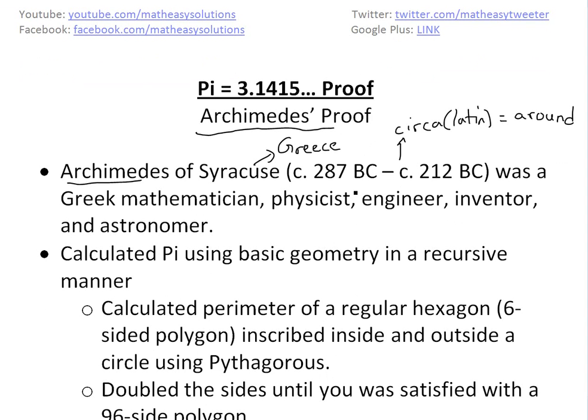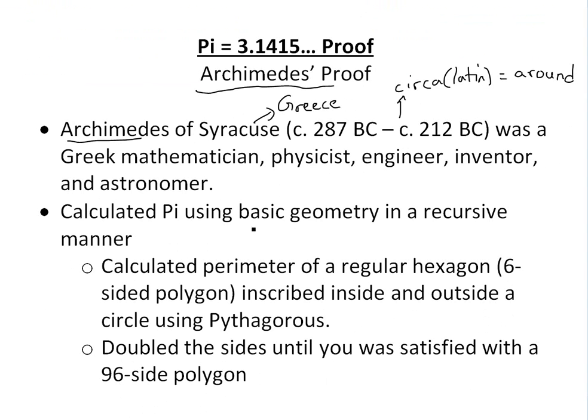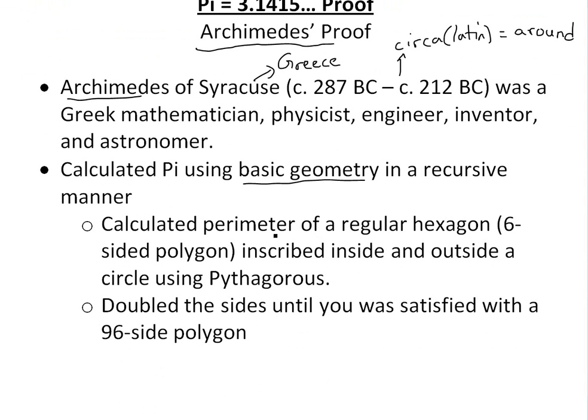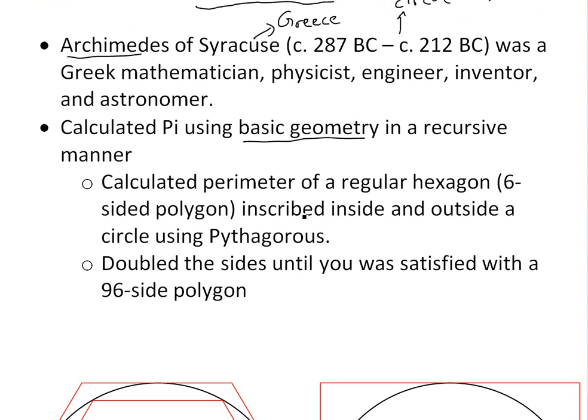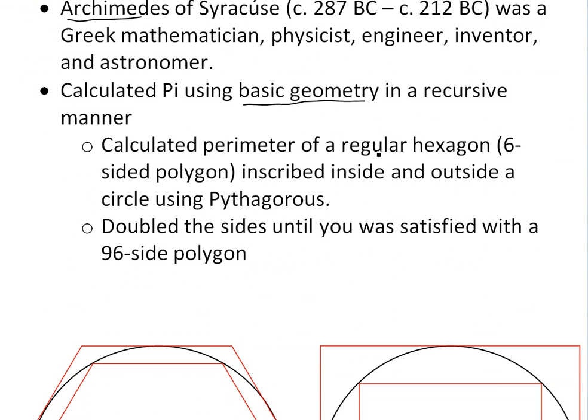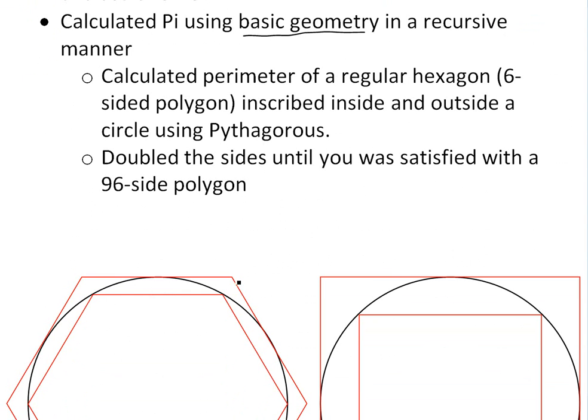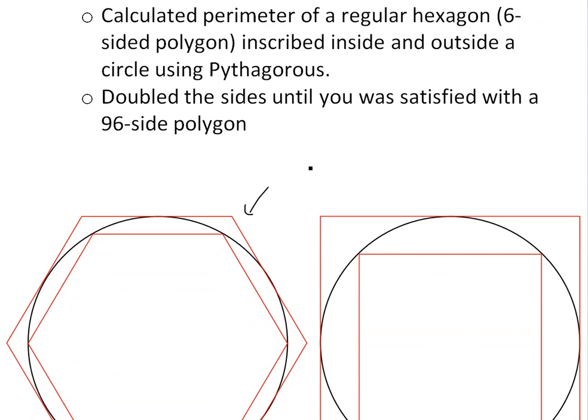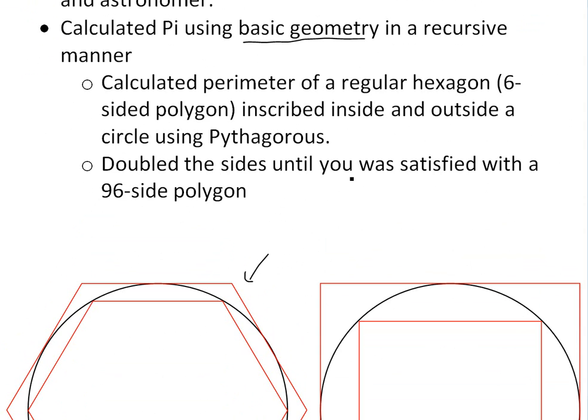Basically, he calculated pi using basic geometry in a recursive manner, meaning he repeated his method over and over again to get a more accurate representation of pi. He calculated the perimeter of a regular hexagon inscribed inside and outside of a circle like this one here, and then he doubled the size until he was satisfied with a 96-sided polygon, because he knew that pi was just the ratio of the circumference over the diameter by definition.